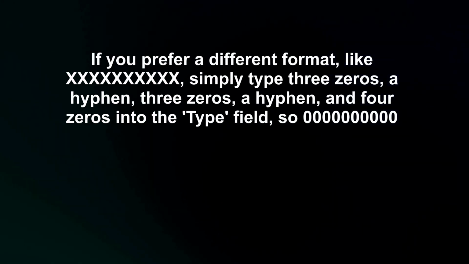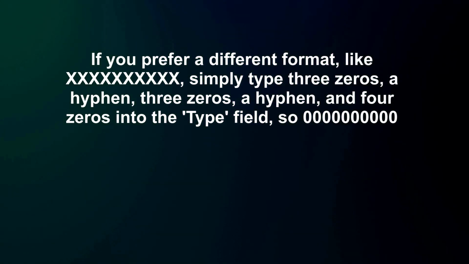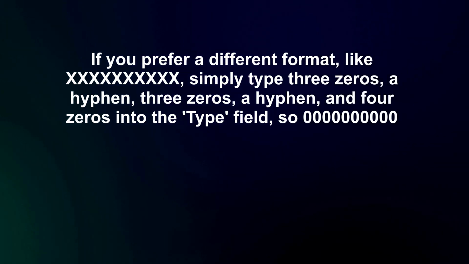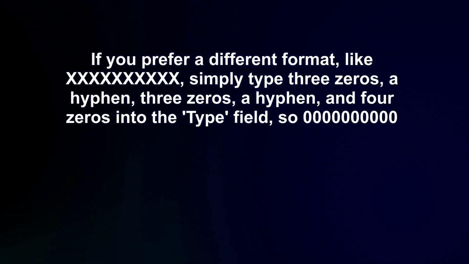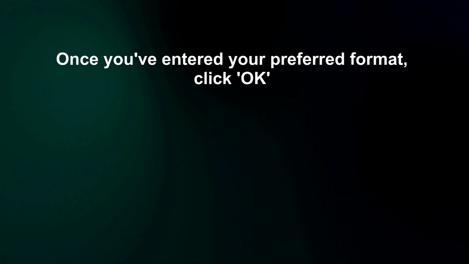If you prefer a different format, like 000-000-0000, simply type 3 zeros, a hyphen, 3 zeros, a hyphen, and 4 zeros into the Type field. Once you've entered your preferred format, click OK.